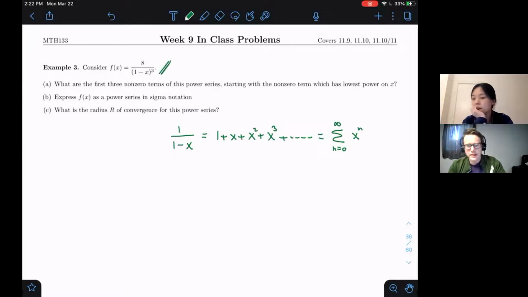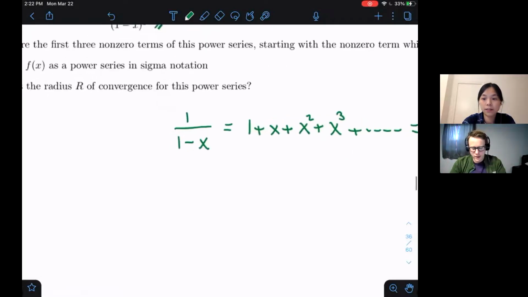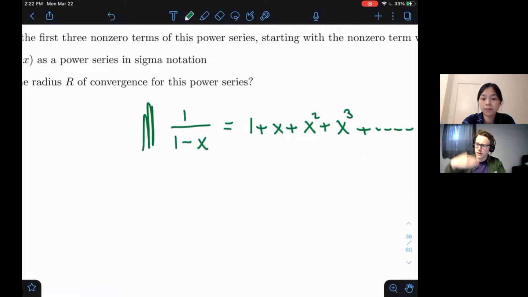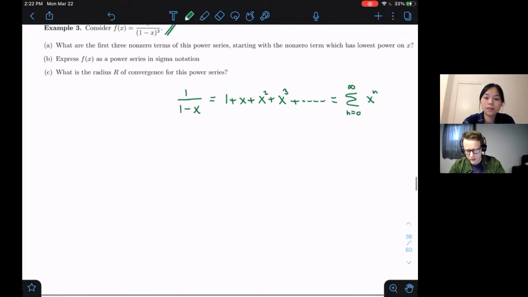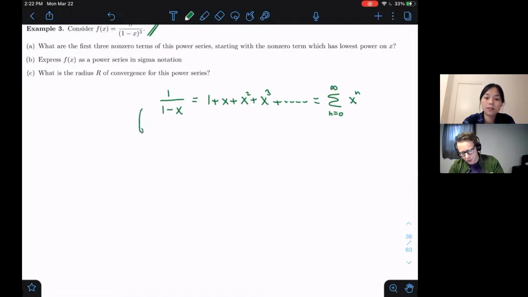Here it's not just 1 minus x cubed, but the entire quantity in the denominator there is cubed. And so there's no u substitution that we could do to make what we have here look like the entire quantity cubed. And so the best way to go about this is to take a derivative. So I'm going to take a derivative across the board.